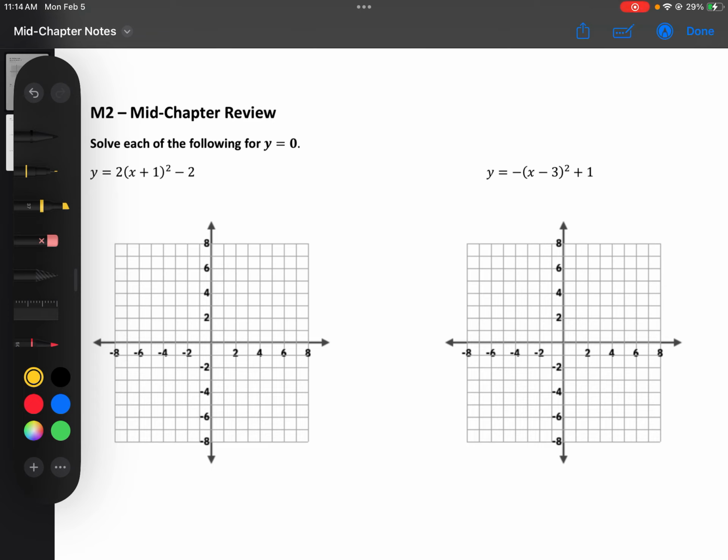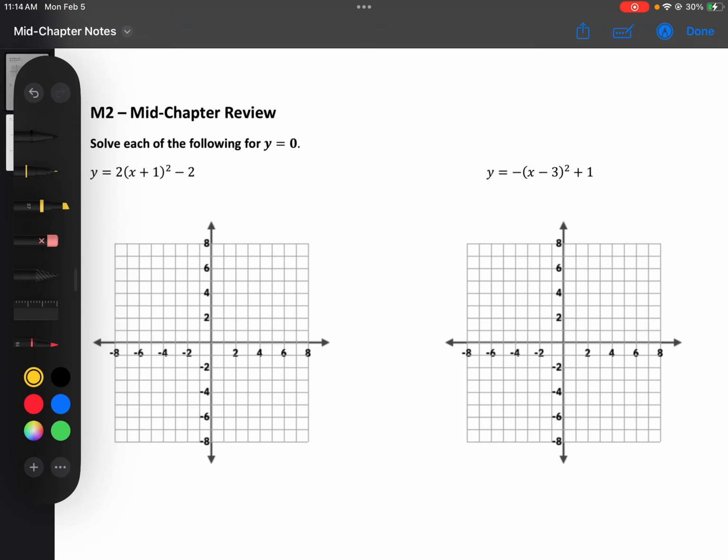So what I'm going to do is go through everything we've done this unit so far. We have learned how to solve by graphing, we've learned how to solve by factoring, and we've learned how to solve using the square root method. For this first video, I am just going to go over solving by graphing.